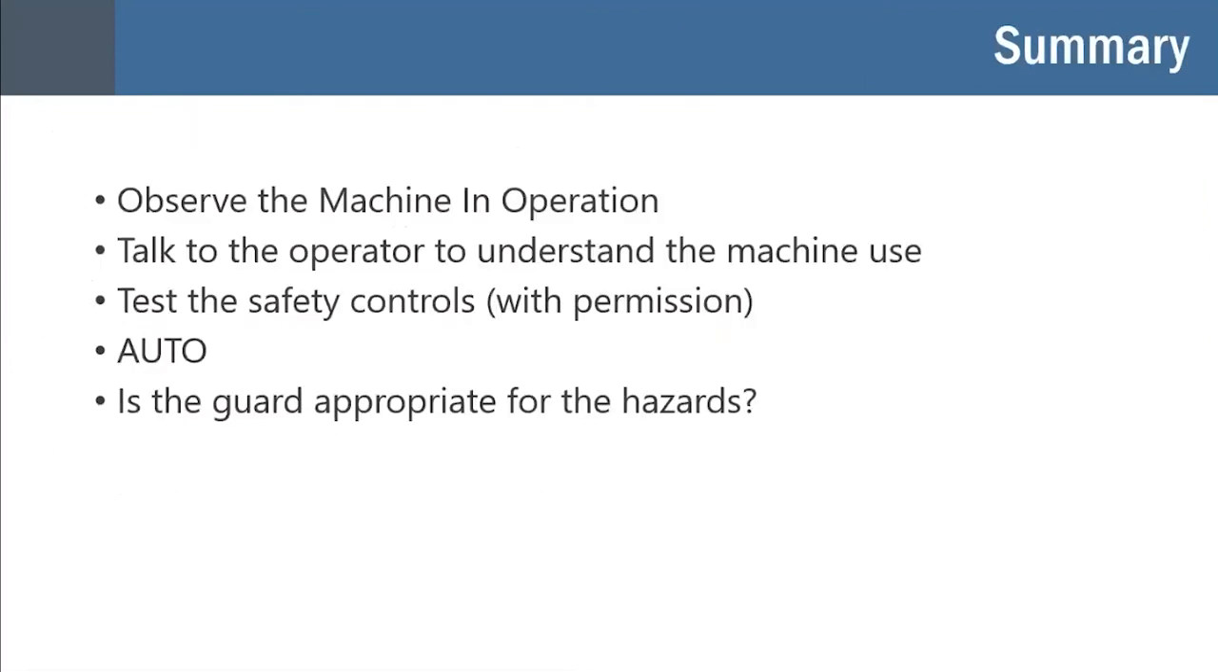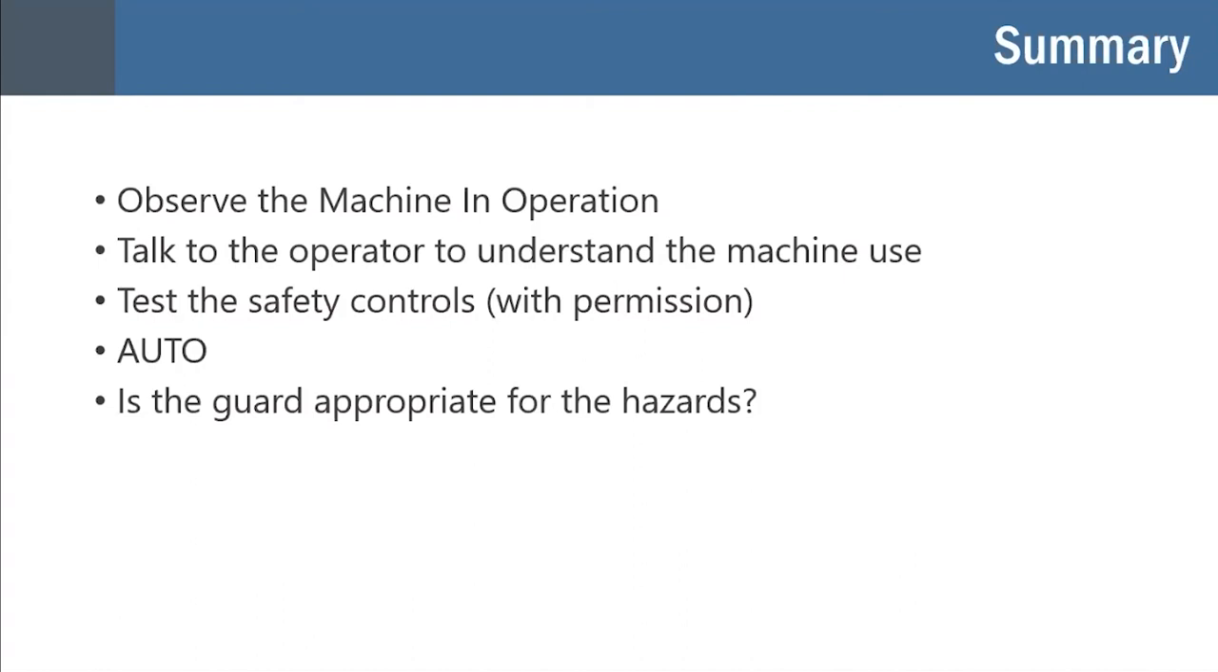So, quick summary for auditing machine safety. Must do: observe the machine in operation. You cannot do an effective machine safety assessment without observing that machine in operation. Talk to the operator to understand how they use the machine, what parts they run, what tasks they're doing. And all of that variously contributes to the hazards you need to guard for.